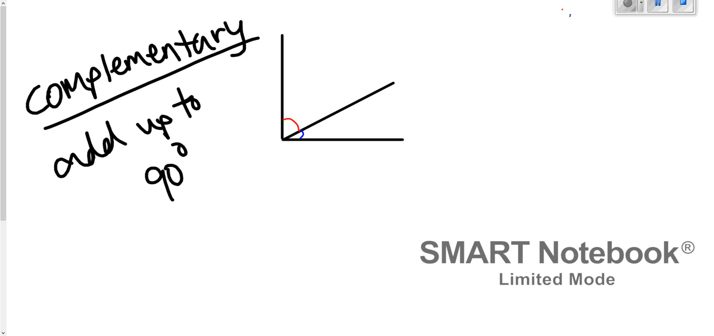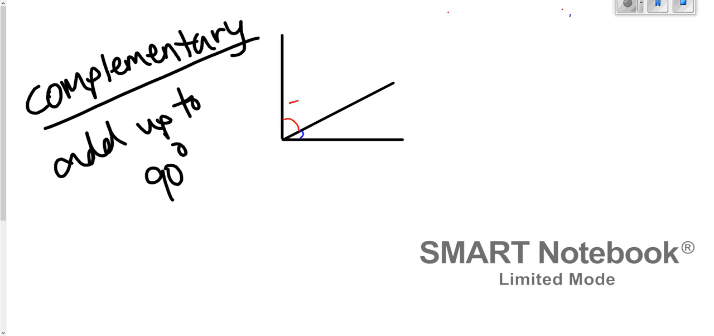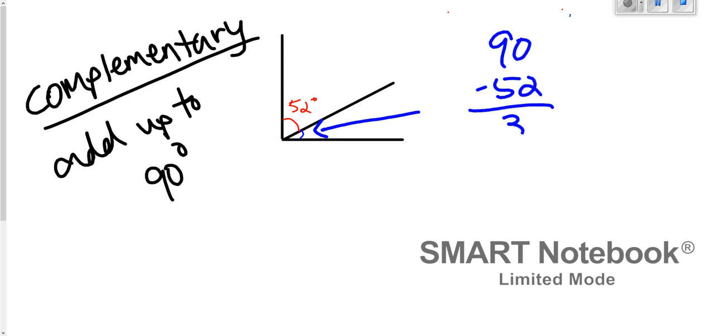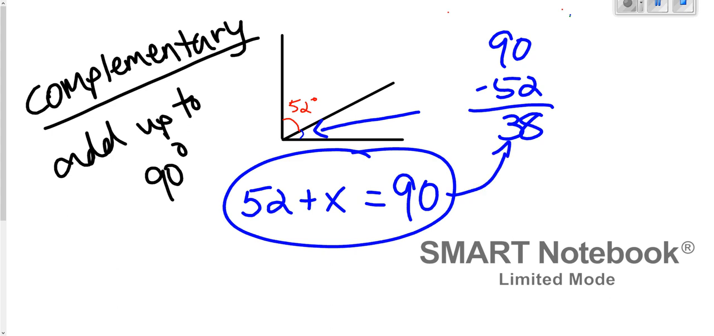The reason it's important to know that vocabulary word and to know that they add up to 90 is because if I tell you that this angle is 52 degrees, then I can figure out the blue angle. Since these two angles add up to 90, 90 minus 52 is 38. So this blue angle must be 38 degrees. Or if you wanted to write it as an equation, 52 plus the missing angle equals 90. And then this is something that you know how to solve, and you'll get the same answer.